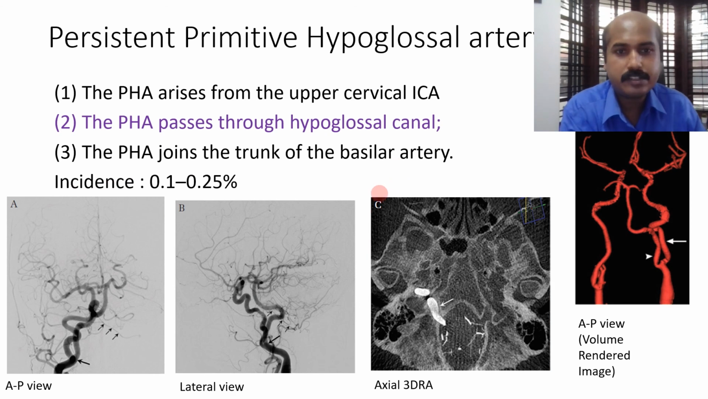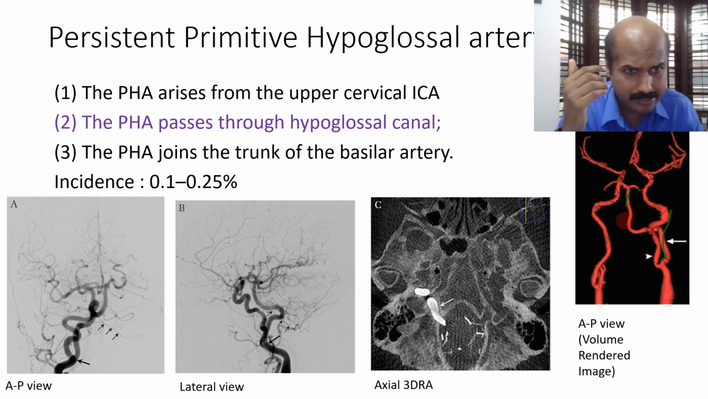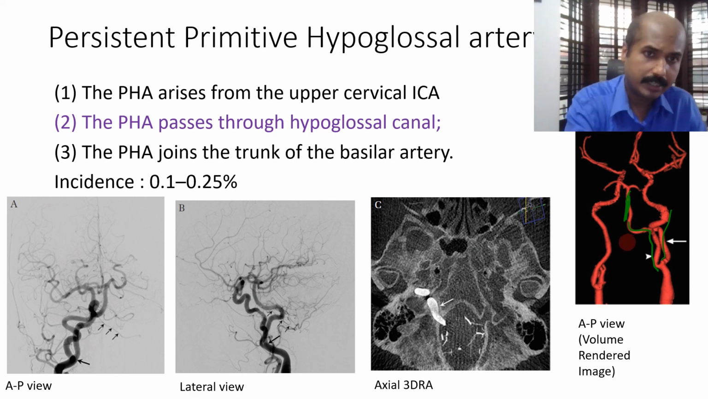A primitive hypoglossal should course through the hypoglossal canal. So this is a 3D rotational angiography in which you can see the hypoglossal canal, and you can see the large hypoglossal artery traversing through it. This is again the volume rendered image in which you can see the internal carotid, and you can see the basilar here, which is connected by the hypoglossal artery. The hypoglossal artery is connecting the cervical part of the internal carotid to the basilar artery. Again, here you can have the regression of the vertebral artery.